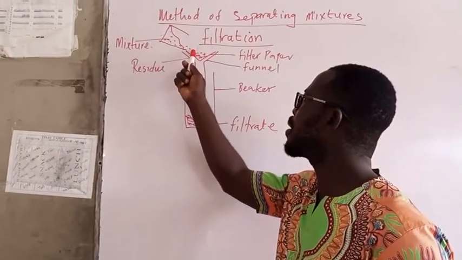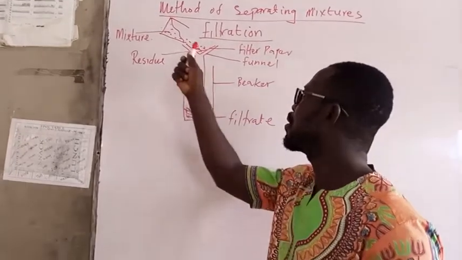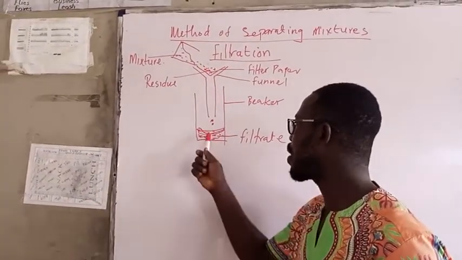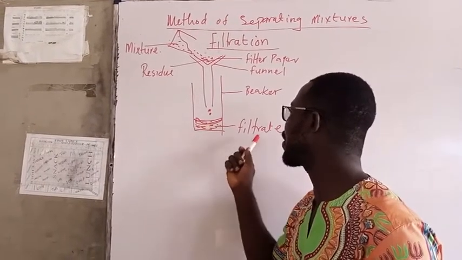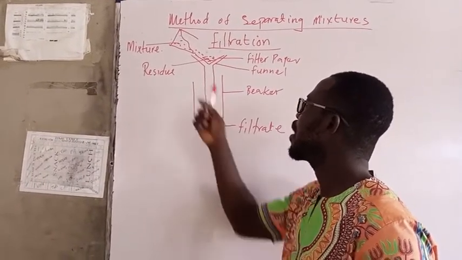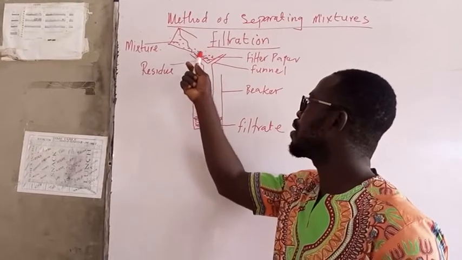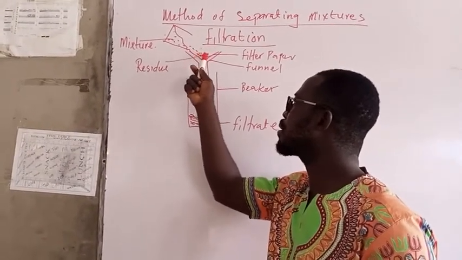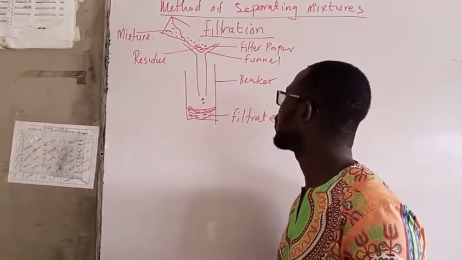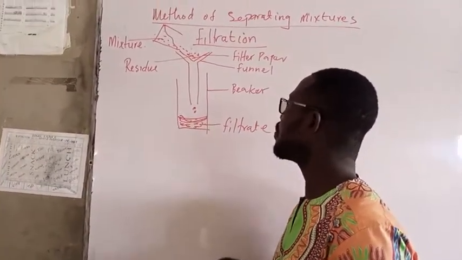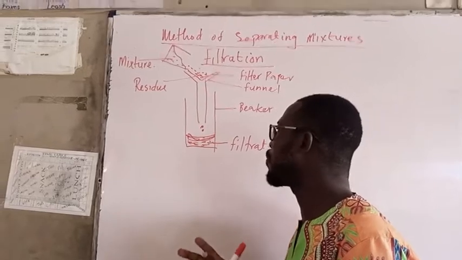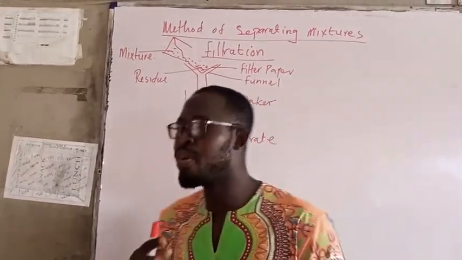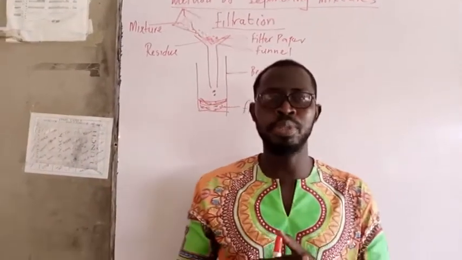Now, after pouring the contents into it, the solvent or the liquid will pass through the funnel and be collected here as the filtrate. And then you have either your sand or garri remaining here as your residue. Now, it is a very simple process and it will not require a very complex thing in separating it.